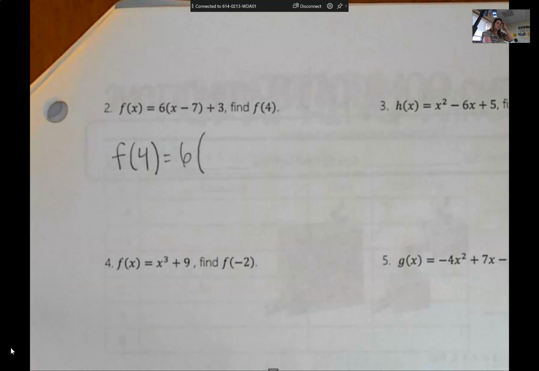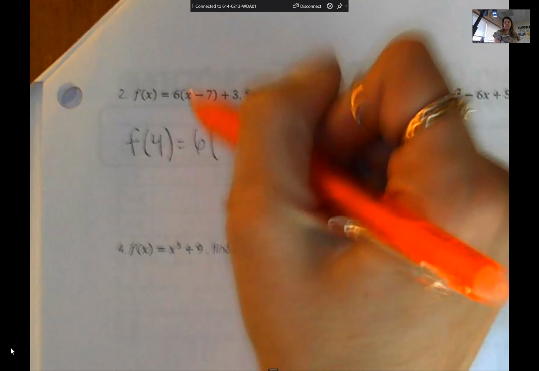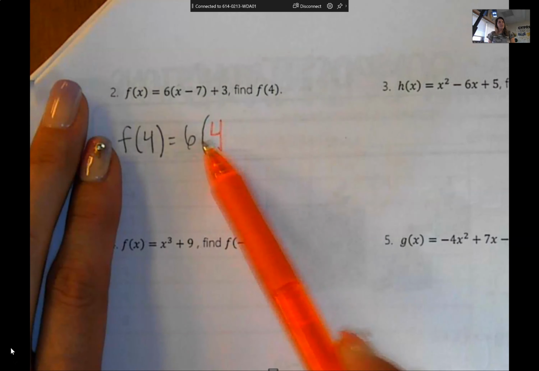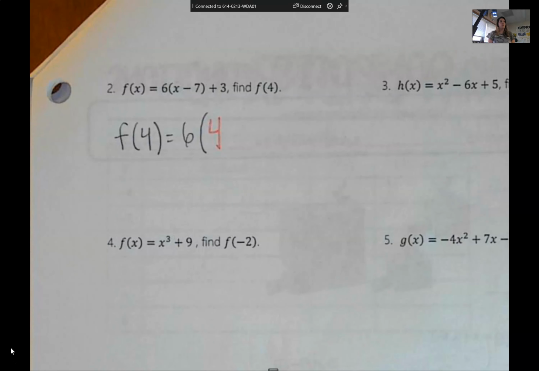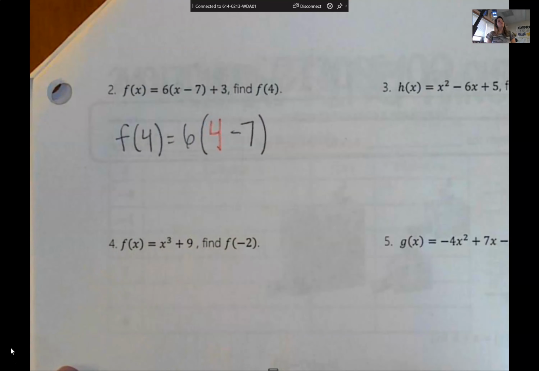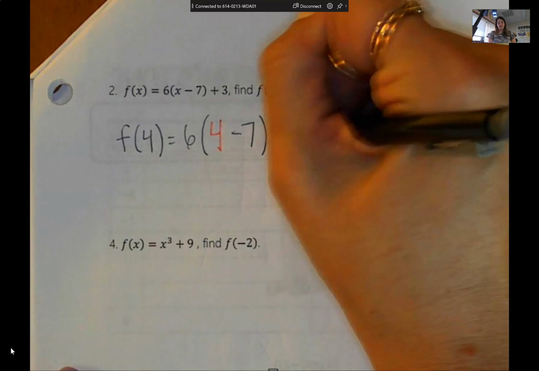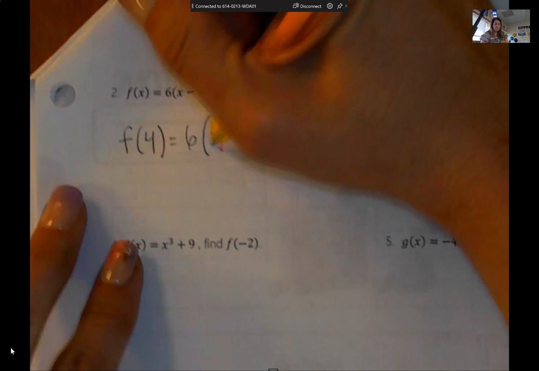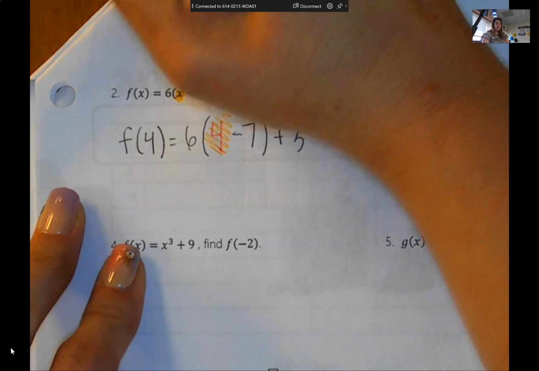We're going to write parentheses, and then we're going to replace this x with a 4. What we talked about last time was when we replace the variable with a number, we want to use parentheses. This is one rare case where parentheses doesn't really make sense because it's already next to a parenthesis. So I'm just going to leave that 4 like it is. Do a -7, end my parenthesis, and a +3.